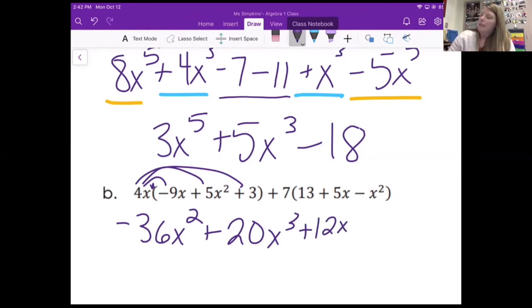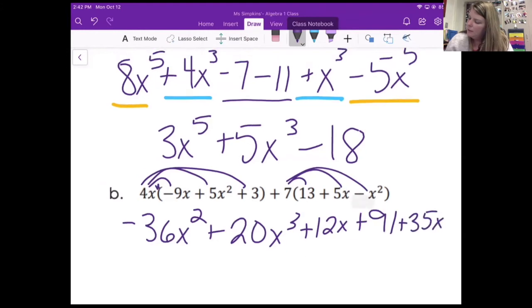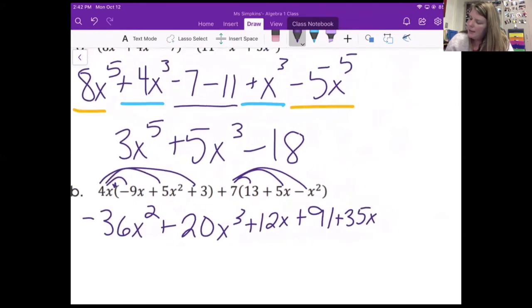And then in our second set of parentheses, we're distributing 7. So 7 times 13 is 91. 7 times 5x is 35x. I'm running out of room. And then 7 times minus x squared would be minus 7x squared.